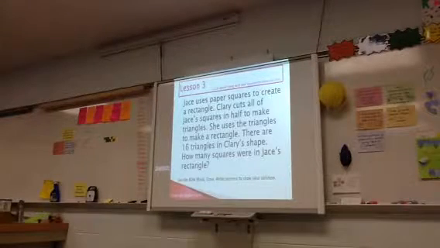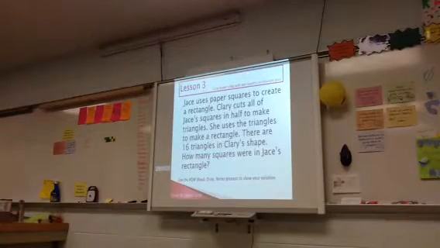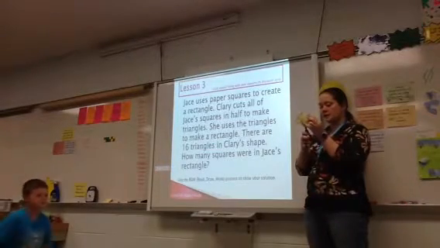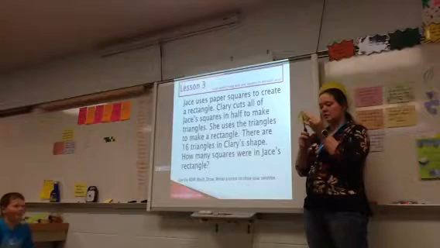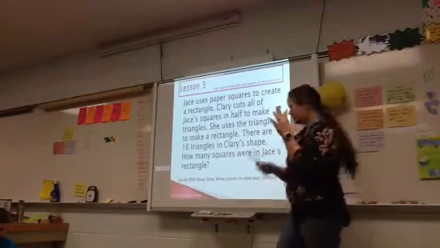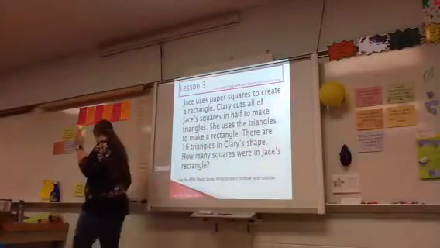Well, Jace has more than one square. But this is what they look like. Clary takes all of Jace's squares and cuts them in half to make triangles. But how much? Well, let's find out.